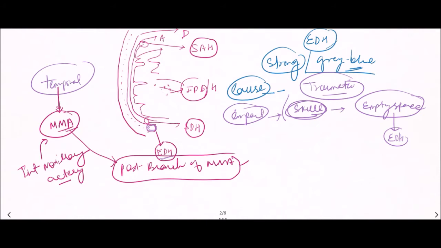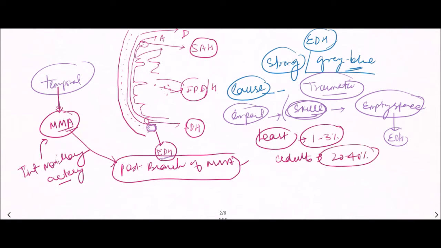Now, this type of hemorrhage is the least common among all, only seen in 1-3% cases of head injury. Extradural hemorrhage is common in adults between the age of 20 to 40 years, because in very young infants or very old age, dura is firmly adherent to the overlying skull, so there is less chance of stripping off of dura on impact.